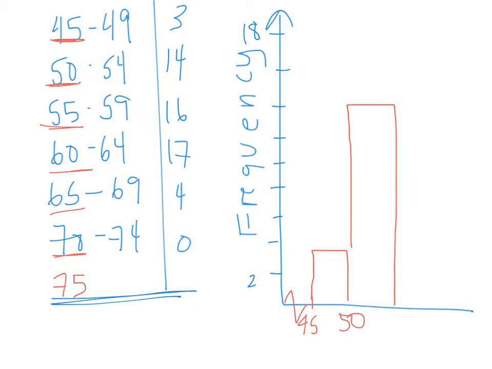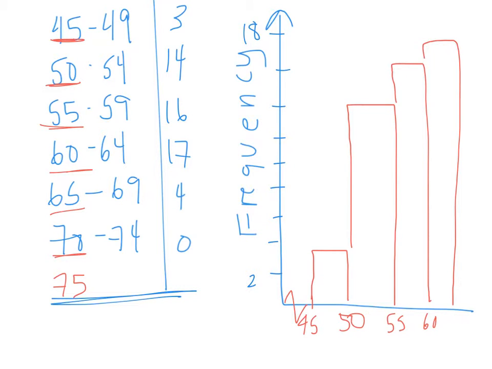Think for a second. What do you think the next number that I'm going to write is? If you guessed 55, you're right. So I'm going to have a bar that goes up to 16. Then a bar that goes up to 17. A bar that goes up to 4. Oops. And then another bar that doesn't go up to anything, but I'm going to label that right-hand side 75, but it's off my screen a little bit.